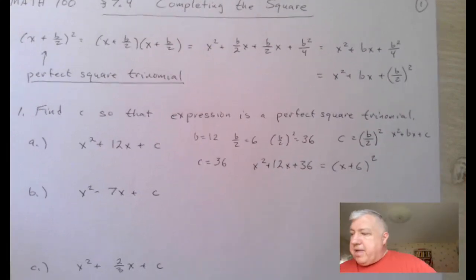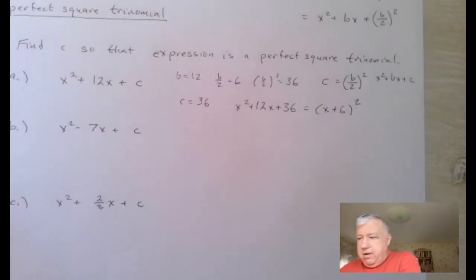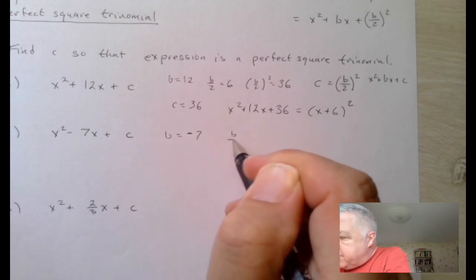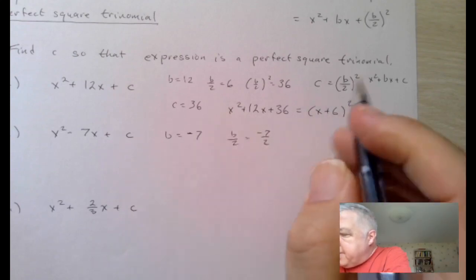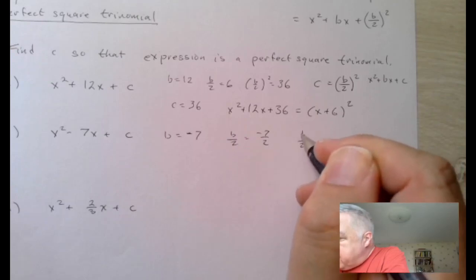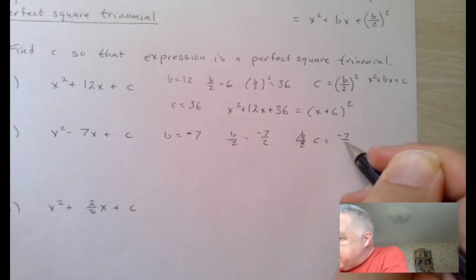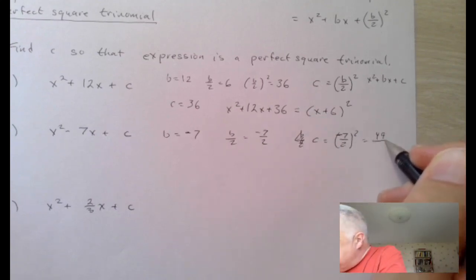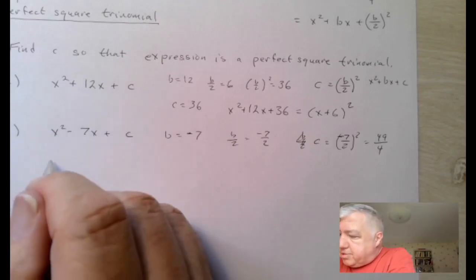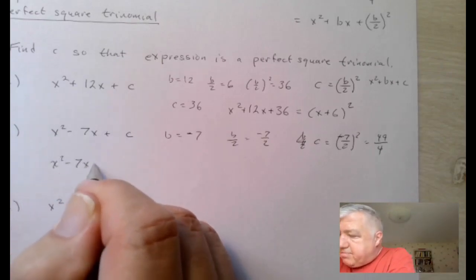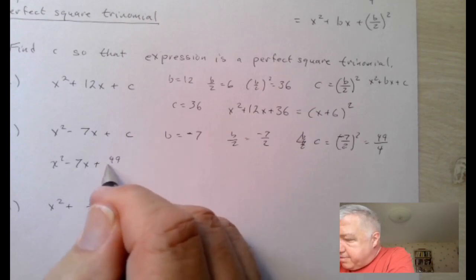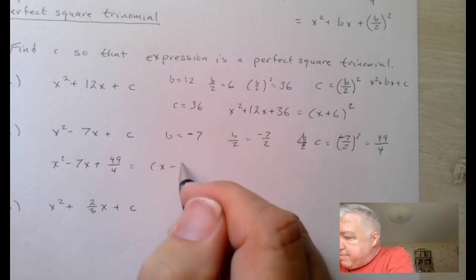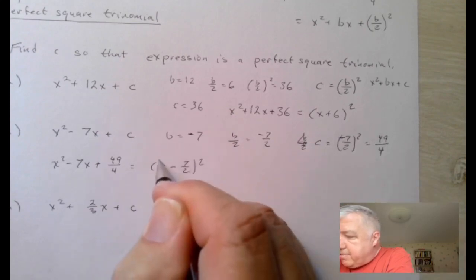If you multiply this out, that's what you get. Likewise here, in this case, b would be -7, so b over 2 would be -7/2, and c would be -7/2 squared, which is 49/4. You can check that x squared minus 7x plus 49/4 is in fact x minus 7/2 quantity squared.